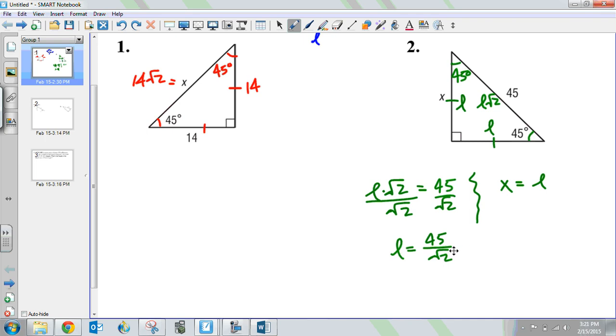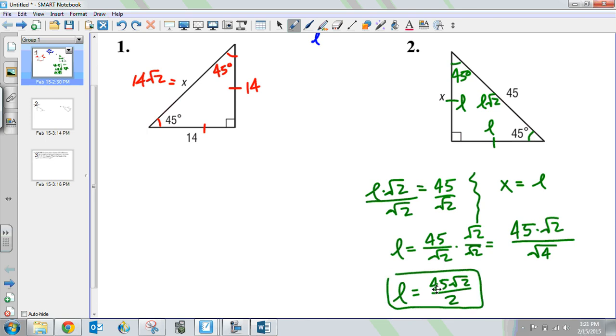The problem is that we don't like to write numbers with square roots in our denominator. The trick to simplify those is to multiply the numerator and denominator by the square root of 2. So I end up getting 45 times the square root of 2 divided by the square root of 4. If I'm multiplying two radicals, I can just multiply the numbers underneath. The square root of 4 we can simplify, and we end up getting that L is equal to 45 times the square root of 2 over 2. And so that's what that length is.